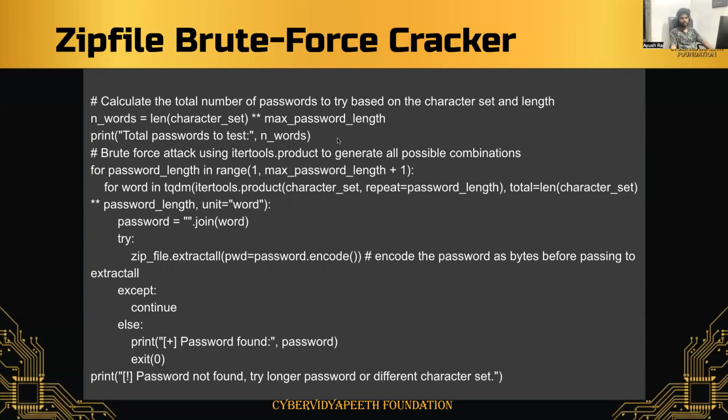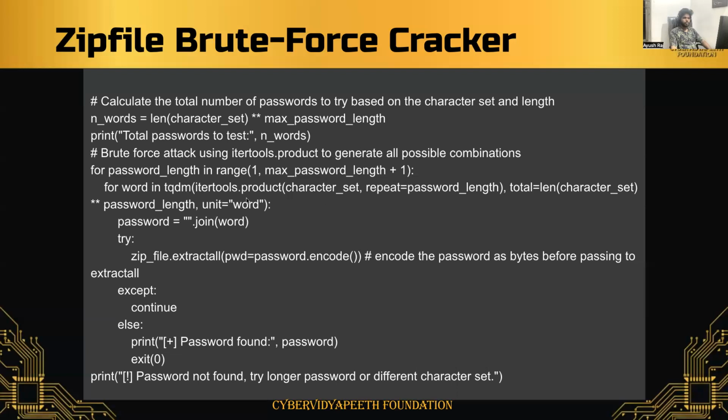And after that it will print the total number of words. Okay, this is the number of words. So from here, for password length in range from 1 to max password length plus 1, because you know how for loops work. If the max password length is 4, then normally it will go 1, 2, 3. But if you are using plus 1, it will include that value also. That's why we are using plus 1 here, because you know how range works in a for loop.